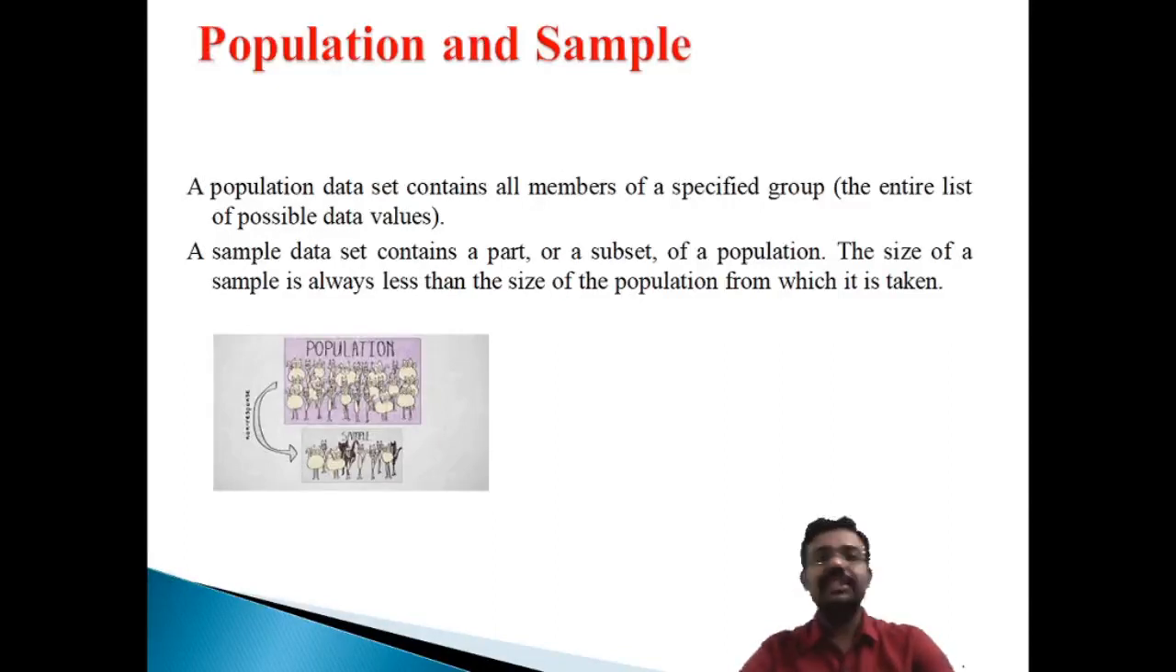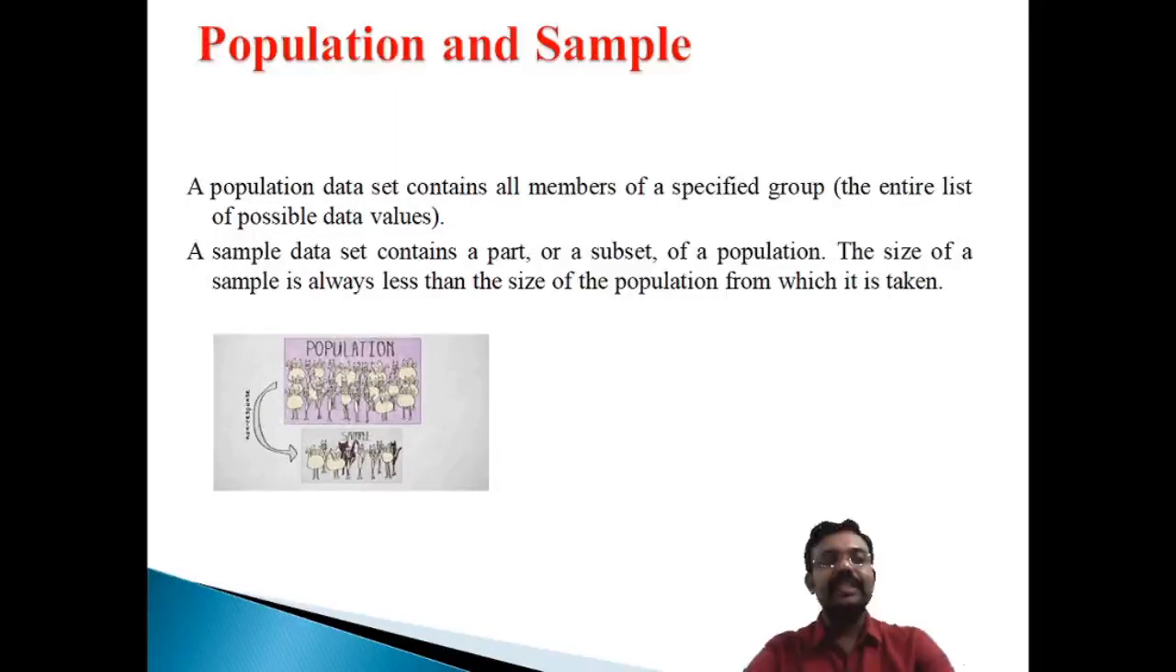Population and sample. As a statistical term, population means the totality, and sample means a part of the population. The population is a data set that contains all the members of a specific group. Suppose you are living in Thrissur, the population of Thrissur means the total number of people living in Thrissur. Suppose you take 50 people from Thrissur, that is the sample. That is the logical connection between population and sample.